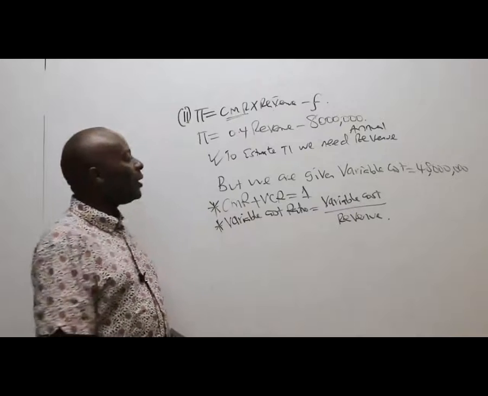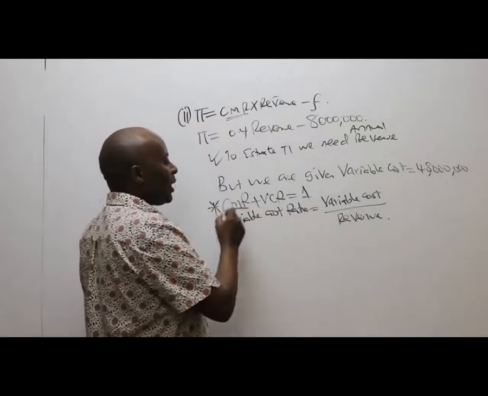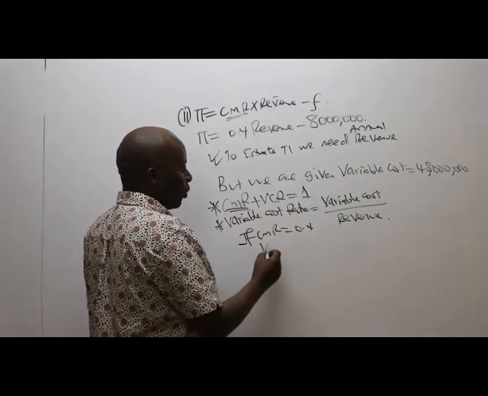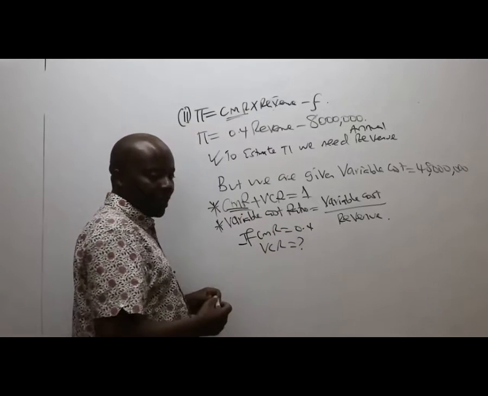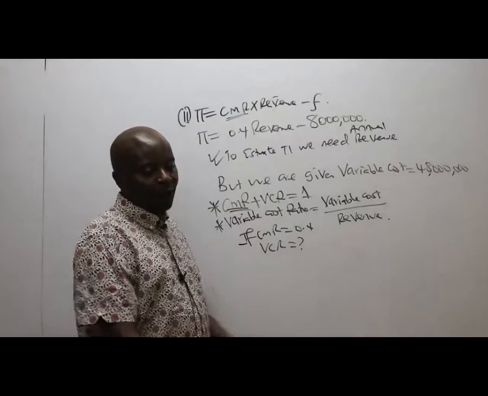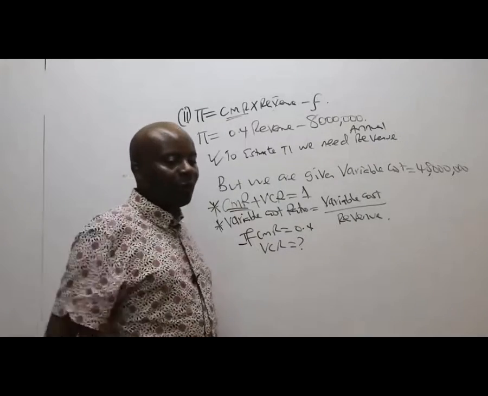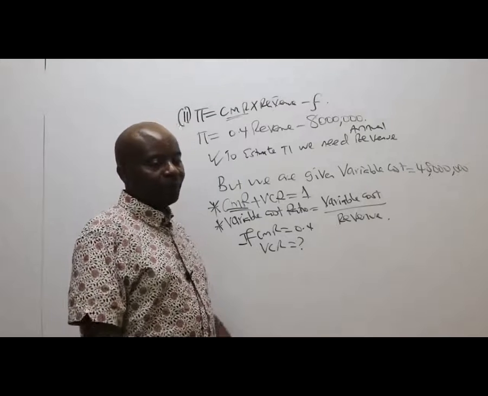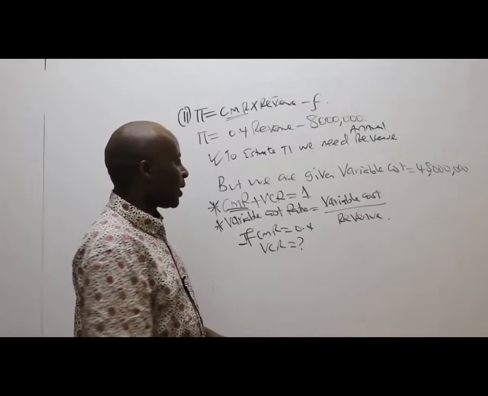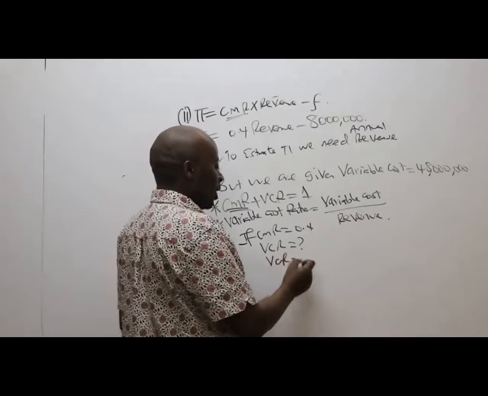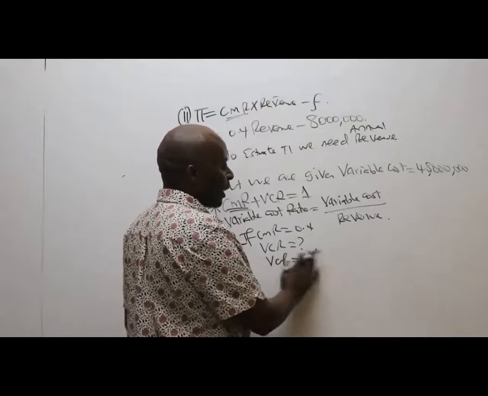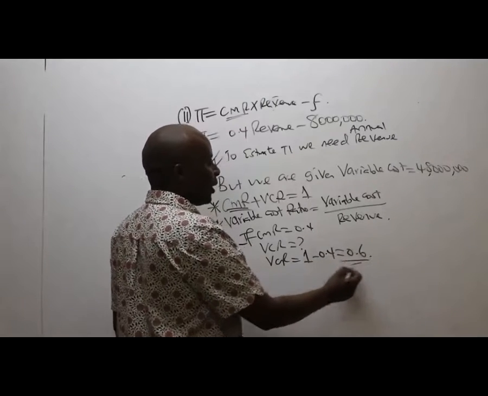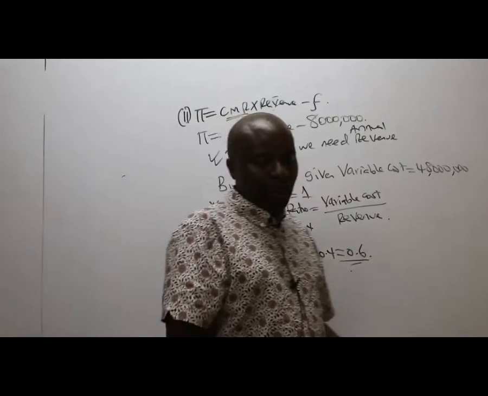Now remember, in this model, we happen to be having CMR. So if CMR is 0.4, what do you think will be the VCR figure? Yes, 0.6, because the two must always add up to 1. Therefore, VCR will be 1 minus 0.4, which gives me 0.6.